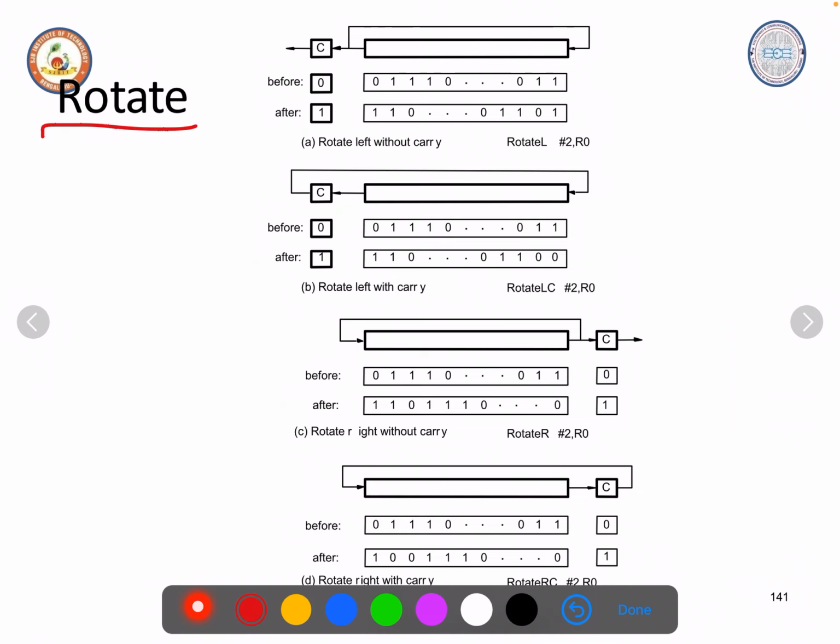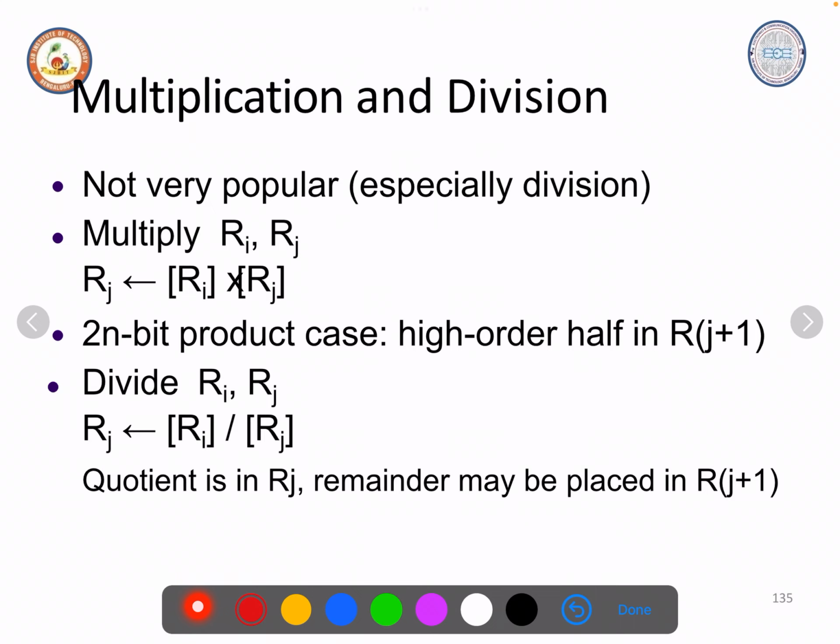Coming to rotate operations. Here upon rotate operation the original data will not be lost. If I want to return back, I can return back the number. So this is with carry, without carry, left shift operation. Similarly right shift operation with carry and without carry, rotating the data towards right or left.